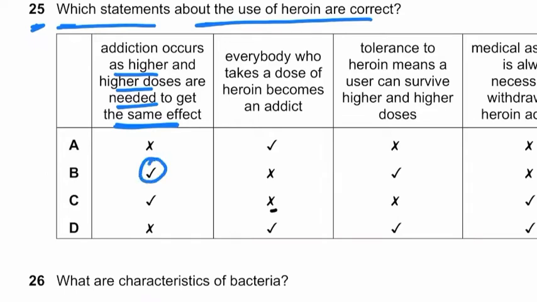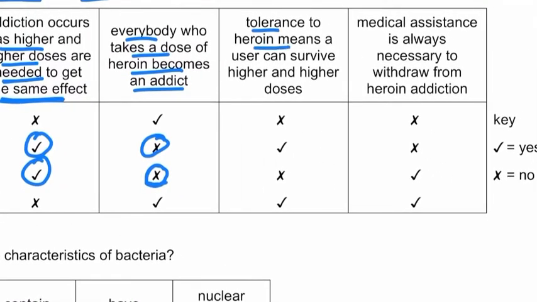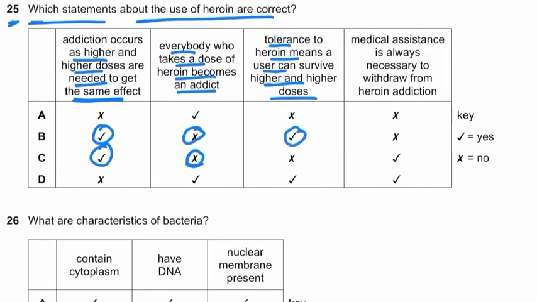This is true. Everybody who takes a dose of heroin becomes an addict. Guys, this is not necessary that if a person takes heroin for the first time, the person will become addict. Tolerance to heroin means a user can survive higher and higher doses. Guys, this is true for any drug. Drug tolerance is when you can survive higher and higher doses of a drug. So tolerance to heroin is when the person can survive higher and higher doses of the heroin.